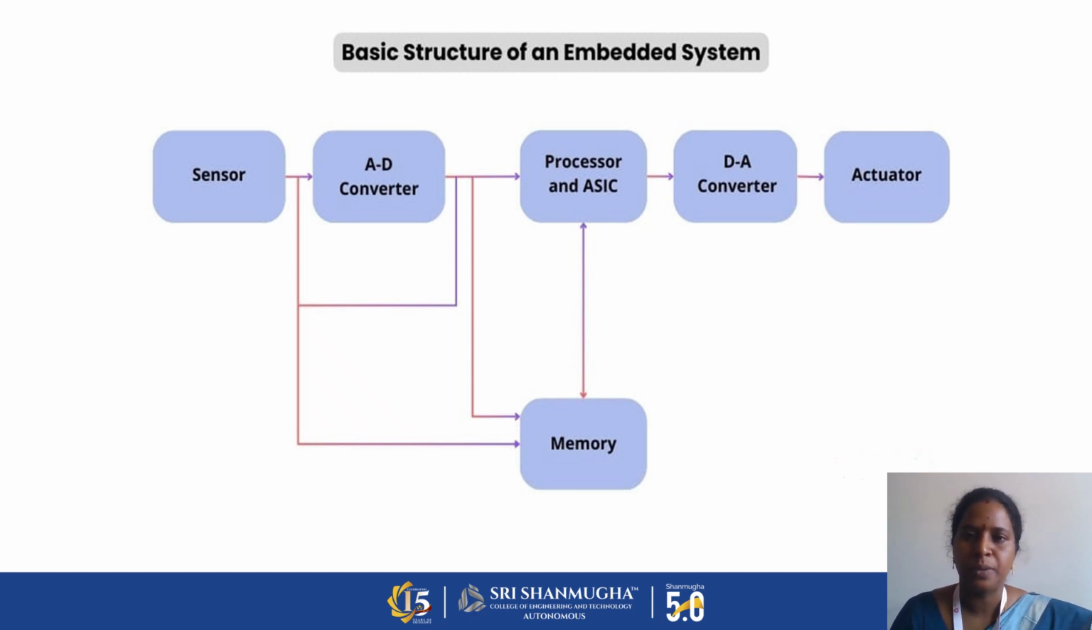The actuator segment is for controlling enable or disable, or on and off. That is the purpose for which we use the actuator segment, and the entire process will be stored in the memory. The memory is classified into two categories, volatile and non-volatile memories. This is the basic part of the embedded system.